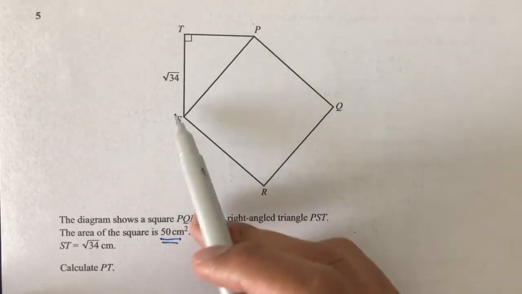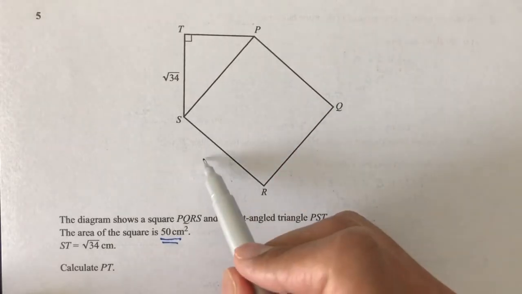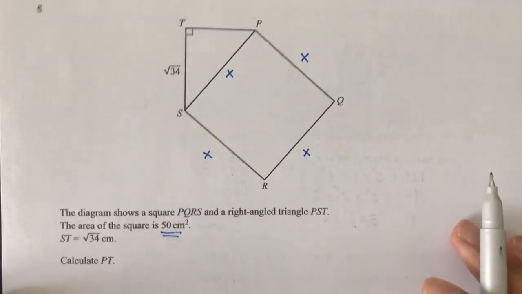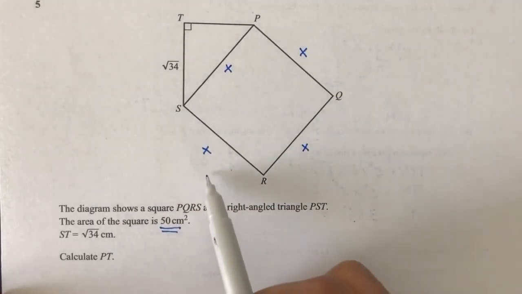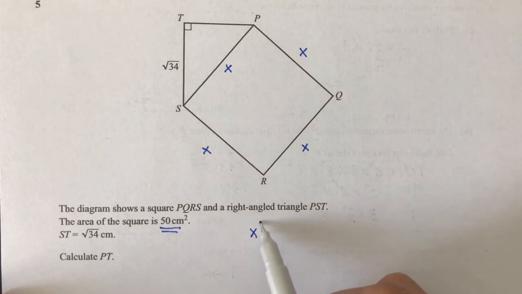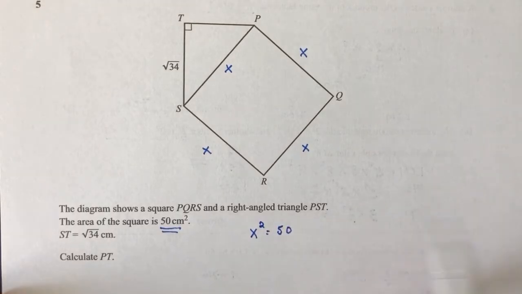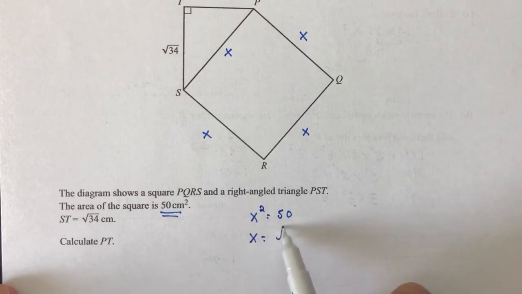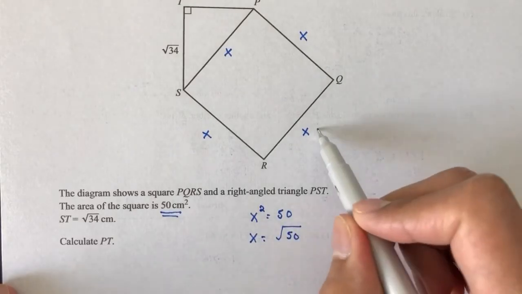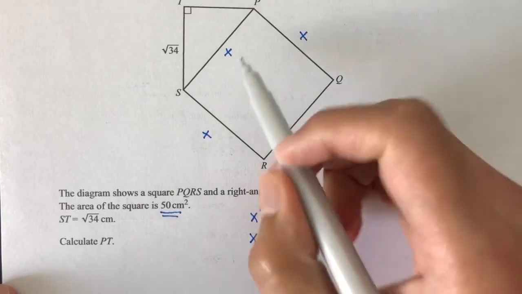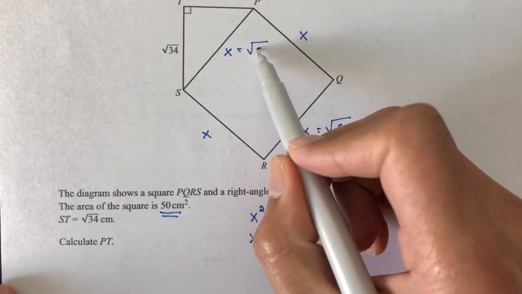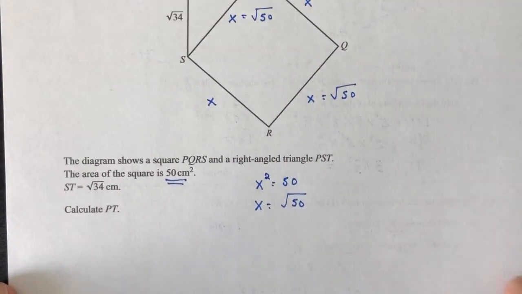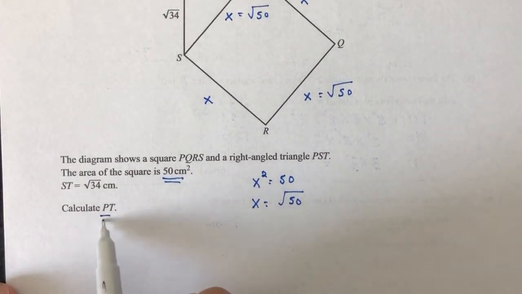The sides of a square are all the same. So let's call the side x. That will be x, that will be x, and that will be x as well. That's the side of the square. We know that x times x, which is x squared, equals 50 centimeters square, which is the area of the square. So the side is square root of 50. So the sides of the square are the same. Makes sense, right? Now calculate the side PT.